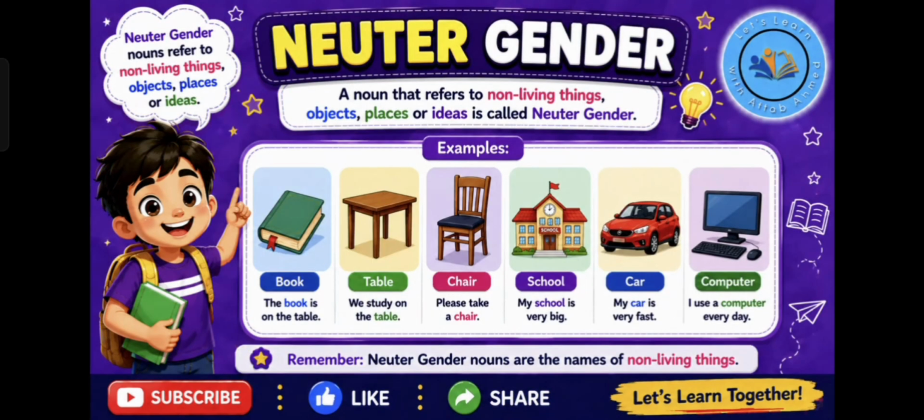Now let's learn about neuter gender. A noun that refers to non living things, objects, places, or ideas is called neuter gender. These nouns are neither male nor female. Look at the examples. Book. The book is on the table. So the book is neither male nor female. Table, chair, school, car, computer.